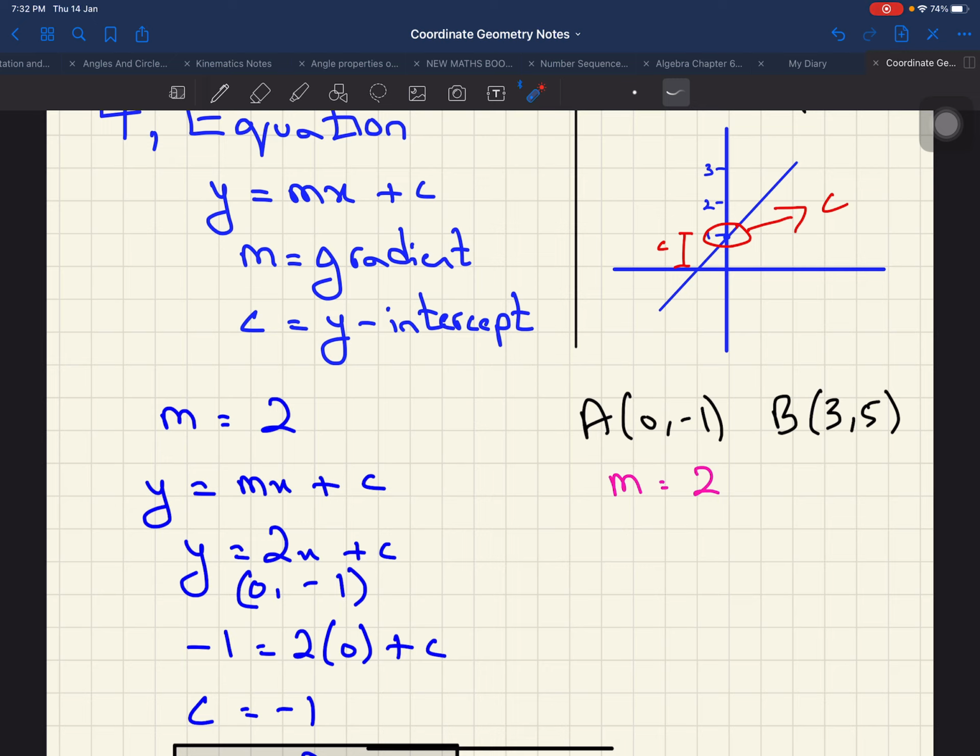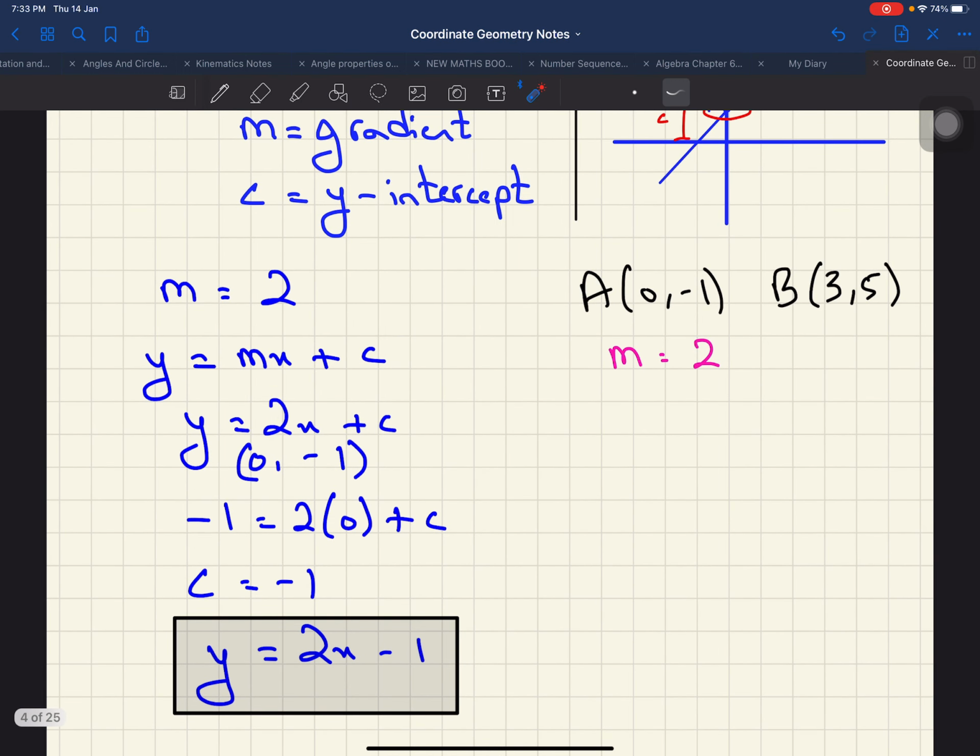Now for the value of c, it depends on me whether I use this coordinate or this coordinate. The answer will be the same. If I use A (0, -1) or B (3, 5), the answer of c will remain the same. It doesn't change. So I am using (0, -1), 0 for x, -1 for y. So I completely solved it. Now the answer of c is -1. So I can easily write my equation y equals 2x minus 1. This will be my equation of a straight line for AB.